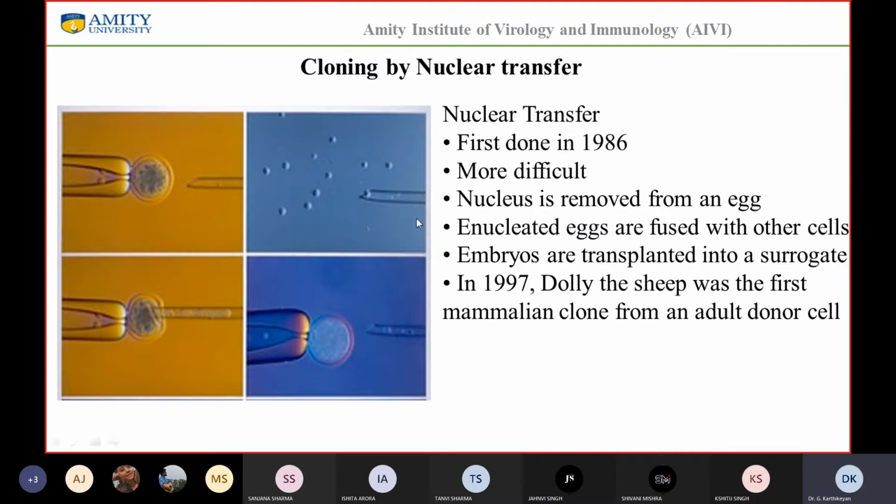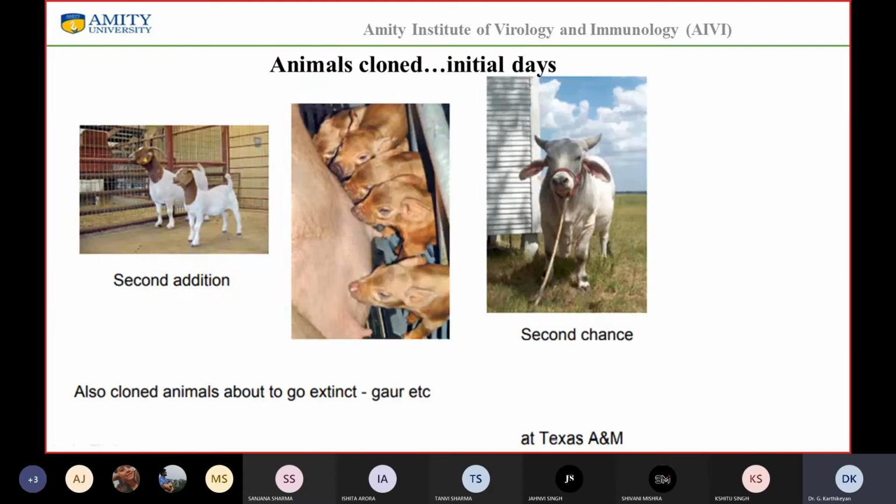These enucleated eggs are sometimes fused with other cells. The most famous example of this was Dolly the sheep, which was the first mammalian clone from an adult donor cell. An adult donor cell, as we all know, has 2n number of chromosomes. In addition, several animals were eventually cloned. Monkeys were cloned. Of course, the most popular organism is lab mice, so lab mice were cloned. Pigs were cloned. The list is now big.